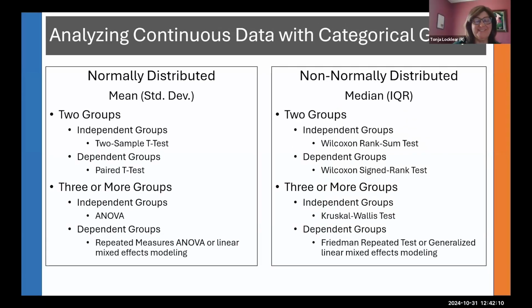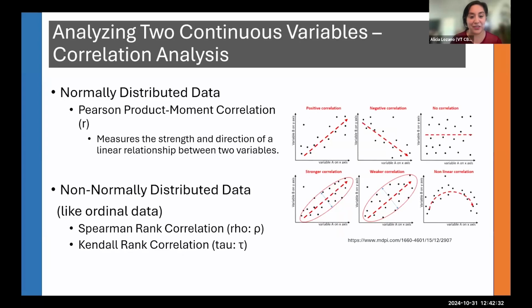Okay. So choosing the correct test based on the data distribution, your group structure, and research question is essential for you to answer your research questions. And if the data does not meet normality assumptions, opting for non-parametric methods ensures that you have both valid and reliable results.